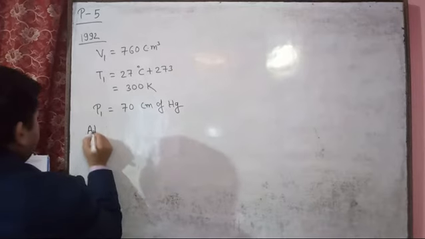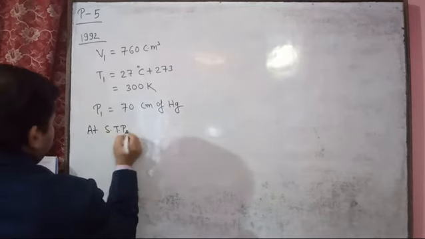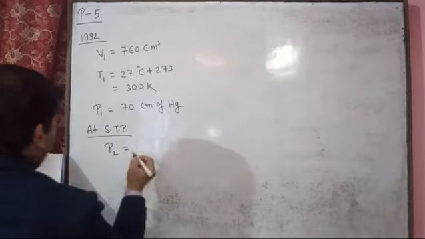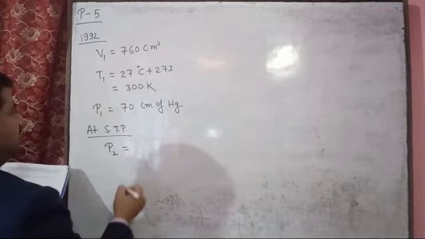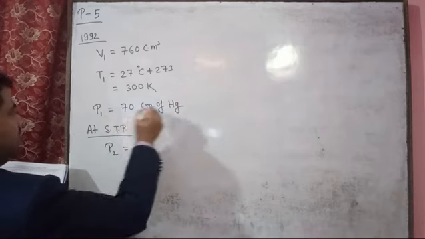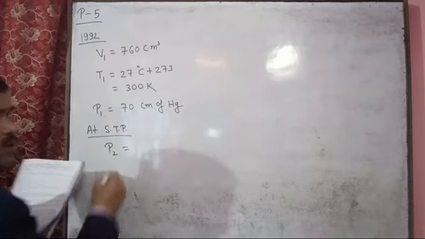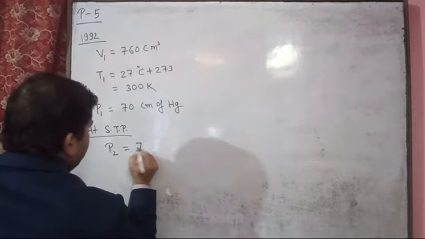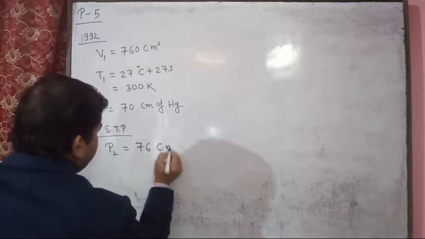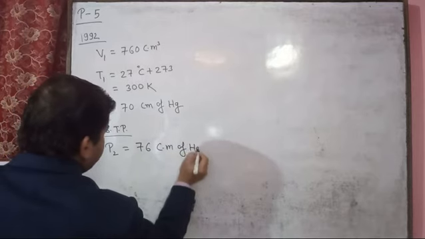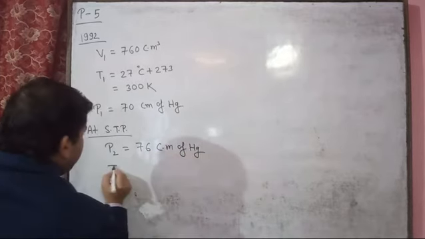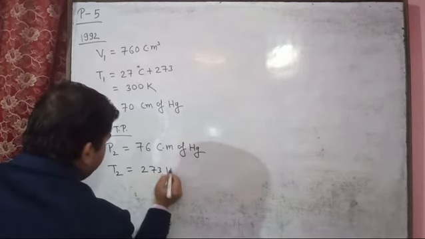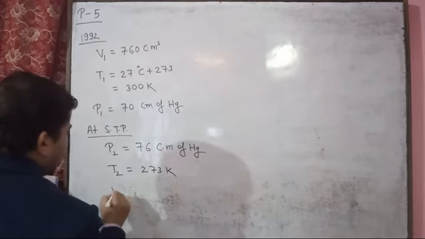So at STP, P2 will be 1 atmosphere. Here the first pressure is given in centimeter of Hg, so P2 also we will take in centimeter of Hg. Then 1 atmosphere equals 76 centimeter of Hg, and T2 is 0 degree Celsius, meaning 273 Kelvin, and V2 you have to determine.